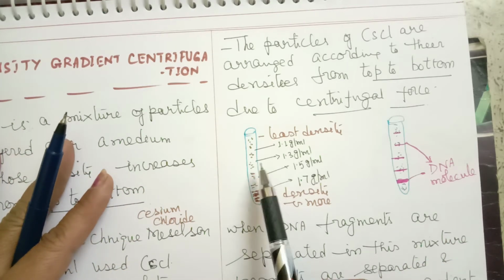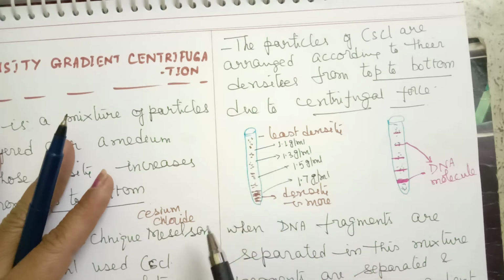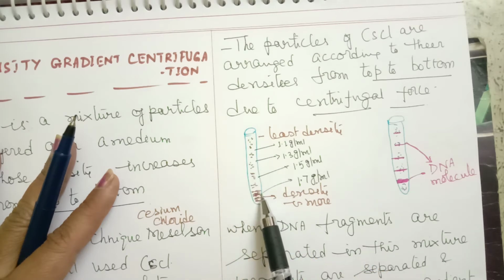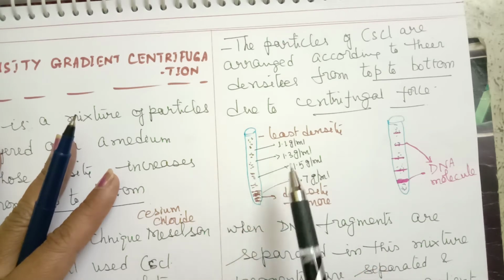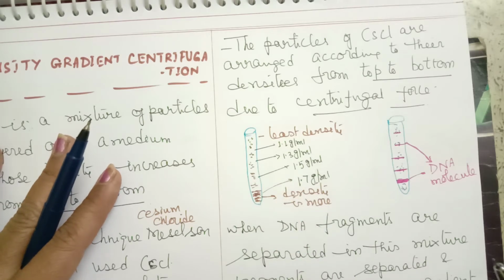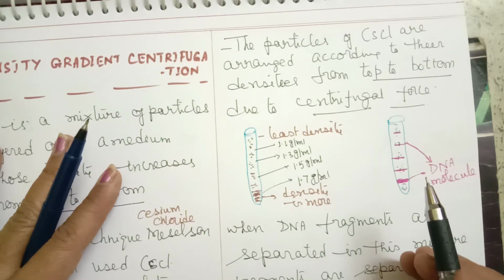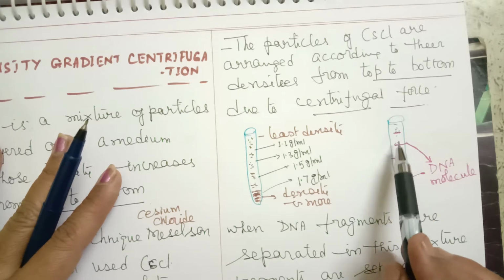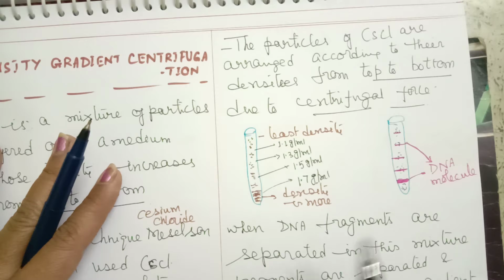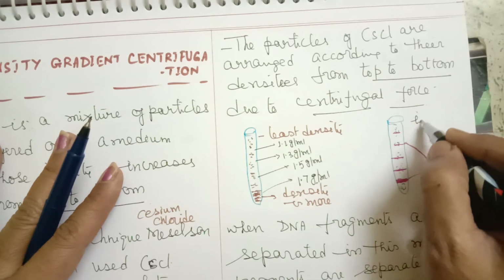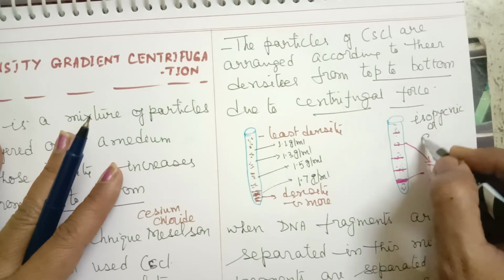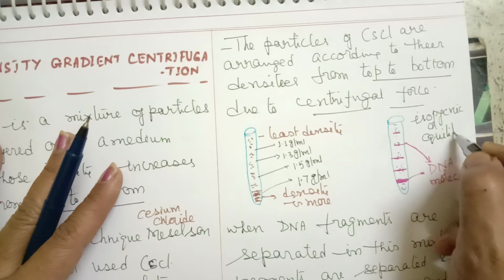Now, how does DNA get distributed? When a DNA mixture is introduced into this and subjected to centrifugation, the mixture may have fragments of different densities, and these DNA fragments will find their own equivalent densities. This is also called isopycnic or equilibrium gradient centrifugation.